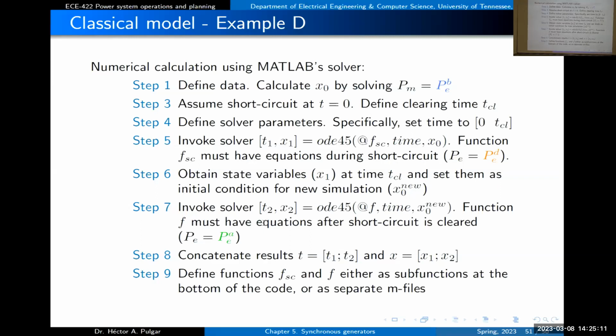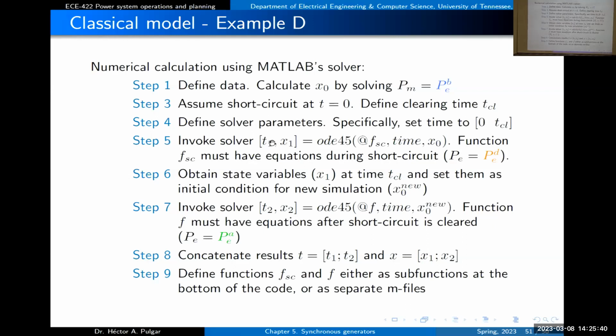We're going to store the variables as t2 and x2, and the function will be f with a new initial condition. The last values we have for the state variables before we clear the fault. Now we will need to have the equation when the fault is clear. So the electrical power here will need to be the one after the fault.